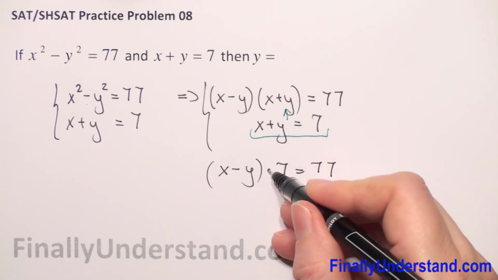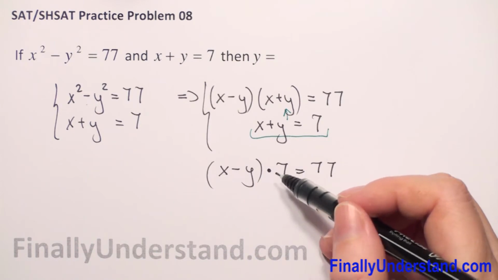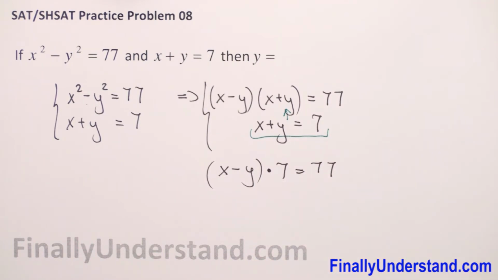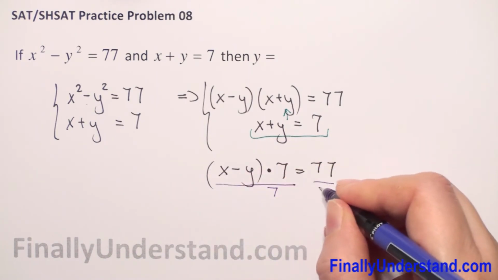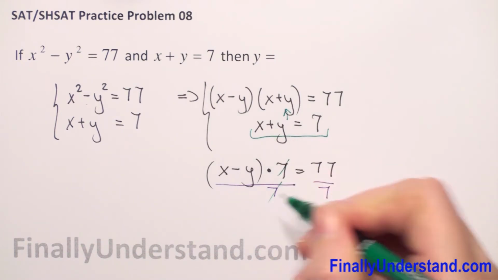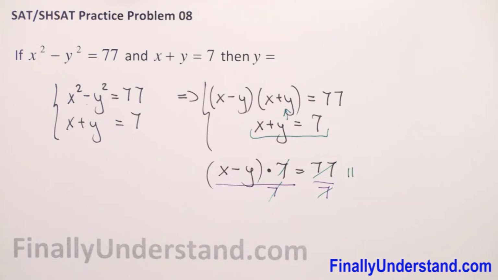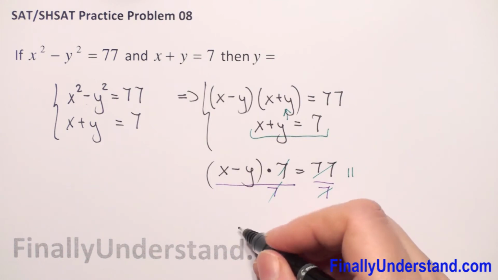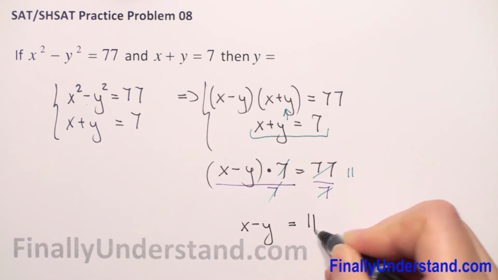So now we have multiplication on the left side. So what we will do, we will divide both sides by 7 to get rid of 7. Both sides we divide by 7. So 7 and 7 we can reduce. 77 divided by 7 is 11. So we have on the left side that x minus y is equal to 11.